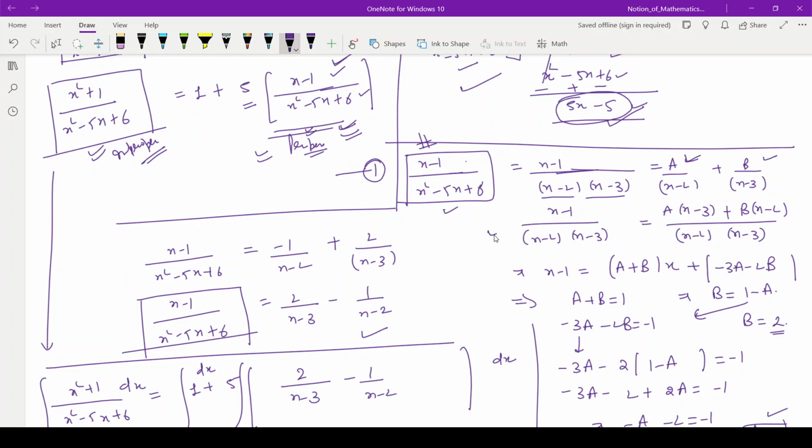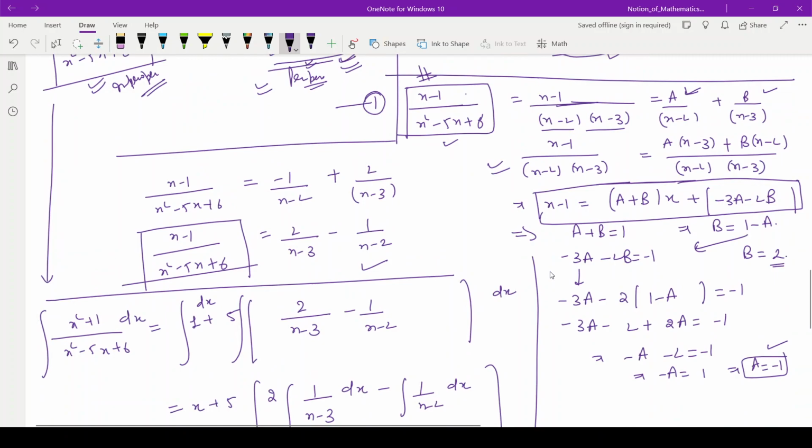So by taking LCM, we will be getting this particular equation, and by comparing these two sides of this equation, we will be getting this particular equation here. So from this equation, on comparing coefficients of x and on comparing the constant terms, we will be getting two equations, a plus b equal to 1 and minus 3a minus 2b equal to minus 1. So by these two equations, we will be getting the values of a and b. A will be minus 1 and b will be 2. You can also verify it later on.